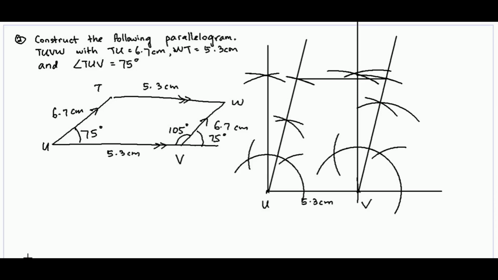And label all the vertices. U, V, okay, this is T, this is W. 5.3 centimeter, here 5.3 centimeter, 75 degree. TU here, 6.7 centimeter, 6.7 centimeter. WT, 5.3 centimeter, and TUV, 75 degree. Okay, and this is the parallelogram that we are looking for.